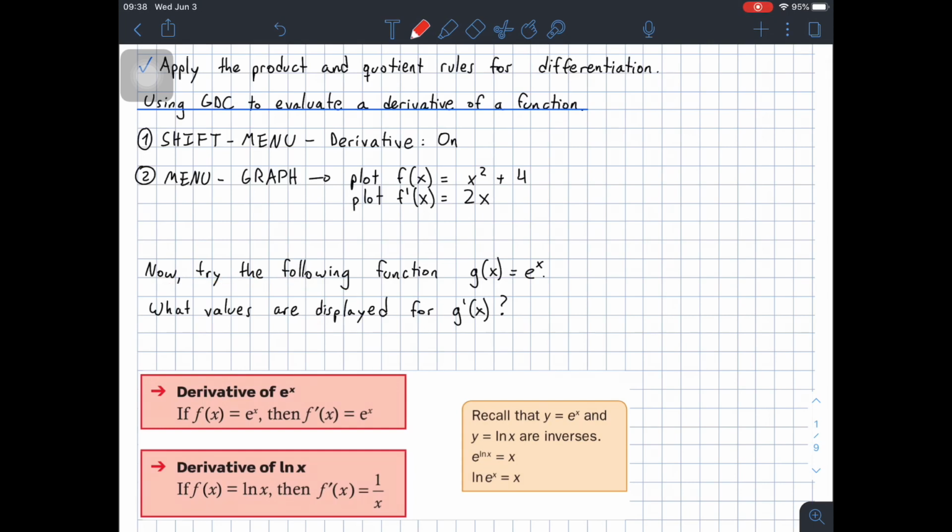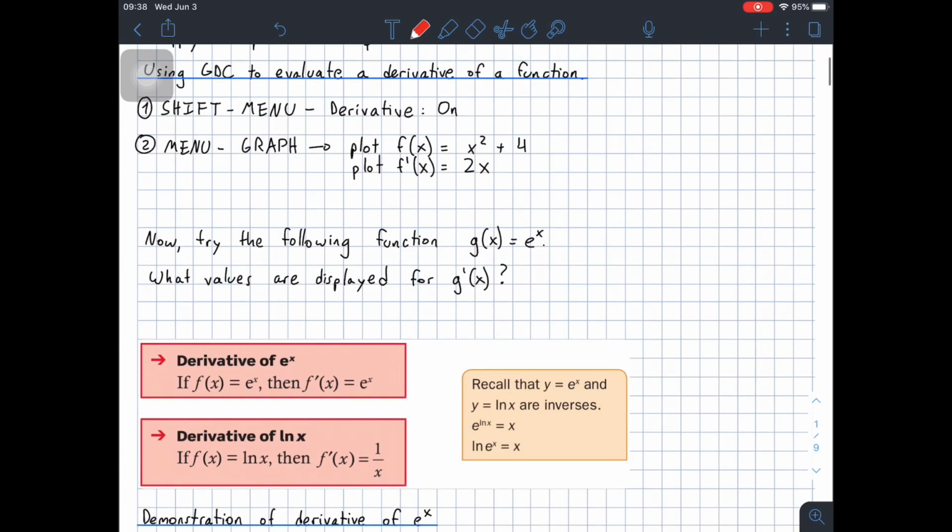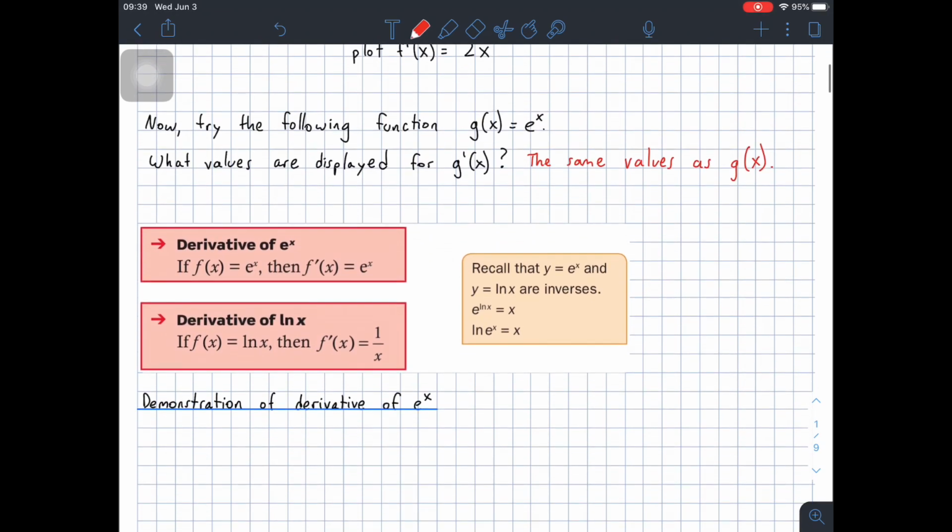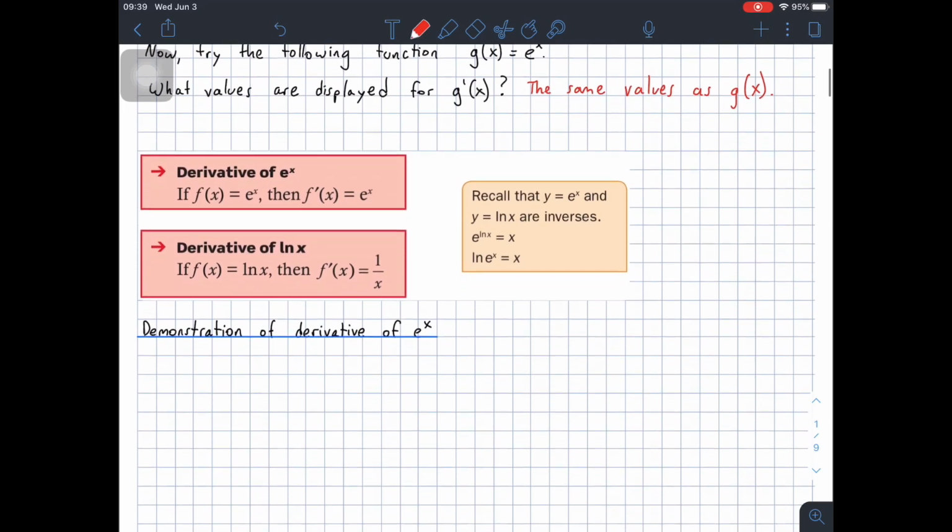What values are displayed for g prime of x? And you see that we get exactly the same values as g of x, as the original function, okay? So from this small investigation, we get to the conclusion that the derivative of e to the power of x is e to the power of x. It's the same thing. If f of x is e to the power of x, then its derivative is the same thing. It's e to the power of x.